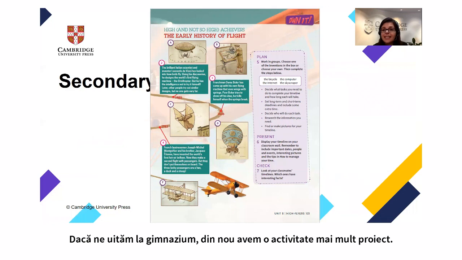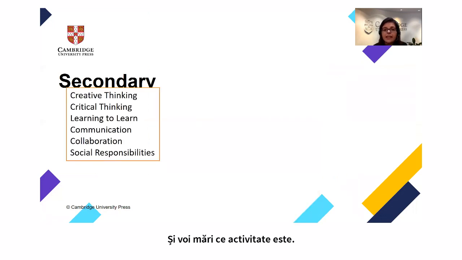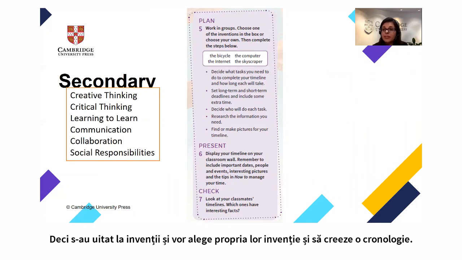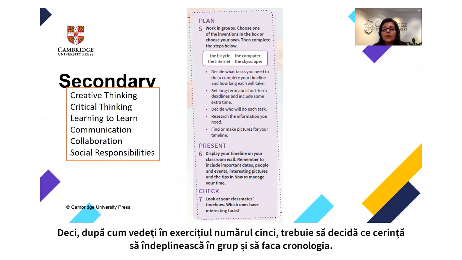If we have a look at secondary, again, we have an activity that is more sort of project-based, and I'll zoom in on what the activity is. So they have been looking at inventions, and they are going to choose their own invention and create a timeline. So as you can see in exercise number 5, they have to decide what tasks they need to complete in a group to make their timeline.